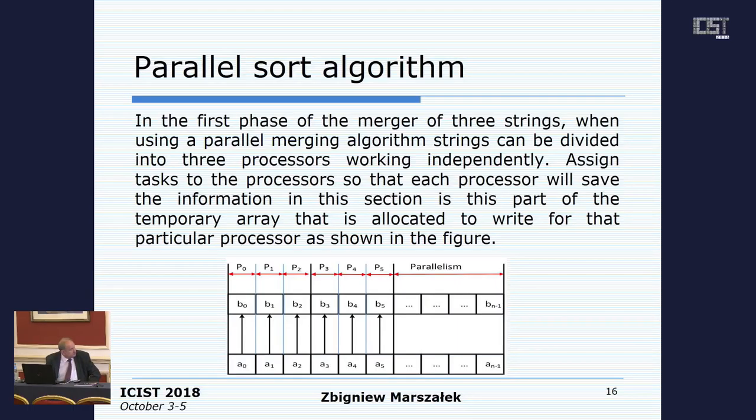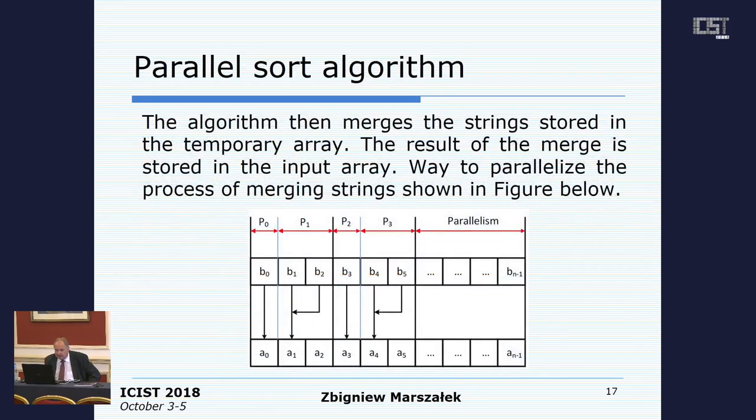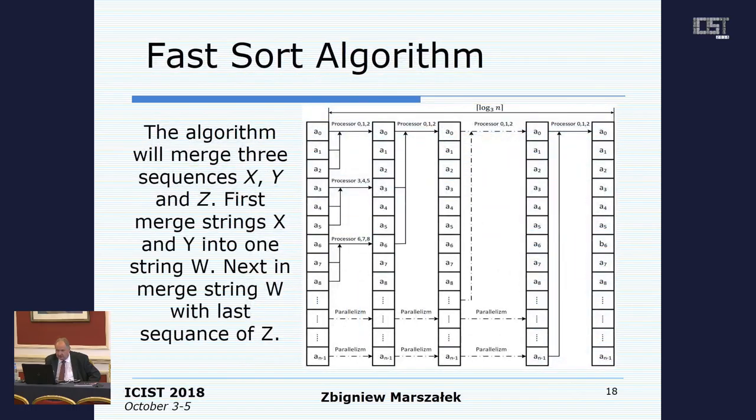It is easy to see that each processor is writing only to the cells it is possible to write to. The algorithm merges the strings stored in the temporary array, and the result of the merge is stored in the input array. The way to parallelize the process of merging strings is shown in figure below.